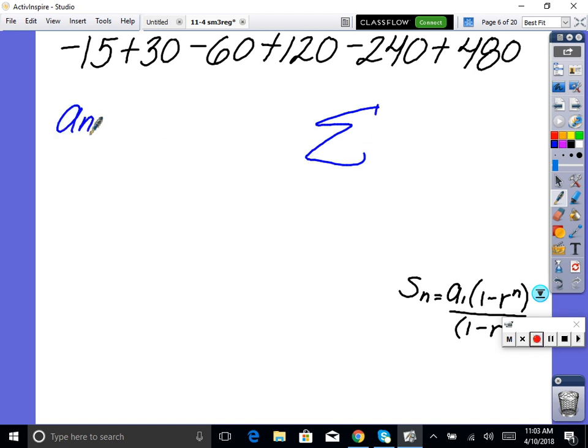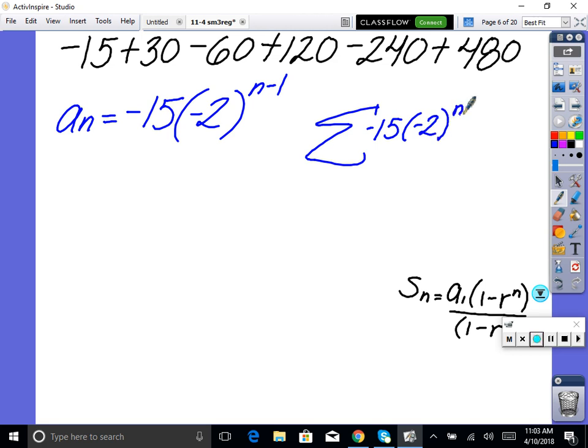For geometric, we know it's a sub 1, which is negative 15. And then our r is negative 2. Does everybody see how we're multiplying by negative 2 each time? How could you find that? Do this divided by this divided by this divided by this. Anyway, raised to the n minus 1. So that's what goes right here: negative 15, negative 2, n minus 1. And then how many terms are we summing up? There's a sub 1, 2, 3, 4, 5. We're doing a sub 1 through 6 again. You type it in. You get the picture.